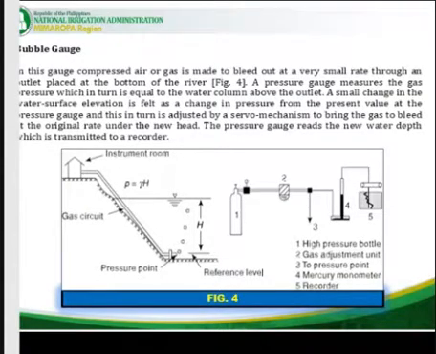Bubble gauge. In this gauge, compressed air or gas is made to bleed out at a very small rate through an outlet placed at the bottom of the river. A pressure gauge measures the gas pressure, which in turn is equal to the water column above the outlet. A small change in the water surface elevation is felt as a change in pressure from the present value at the pressure gauge, and this in turn is adjusted by a servo mechanism to bring the gas to bleed at the original rate under the new head. The pressure gauge reads the new water depth, which is transmitted to the recorder.